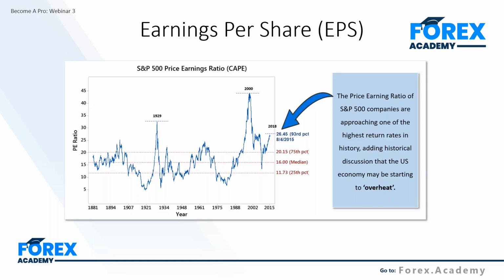So here with relative 2016, 26.45, 93rd percentile in terms of the actual ratio for the amount of earnings you receive per share over the S&P basket of equities within that index. So one concern then in terms of where we are now in the global markets is that the price earnings ratio of the S&P 500 at this point in time is approaching one of the highest return rates in history. It's adding to the historical discussion that the US economy may be starting to overheat, because we've seen it in the past. We know that history repeats itself.